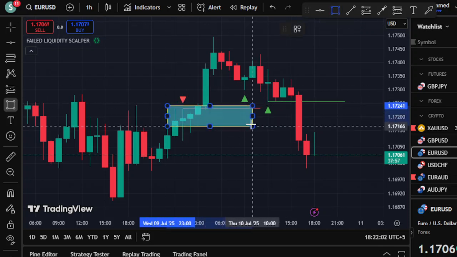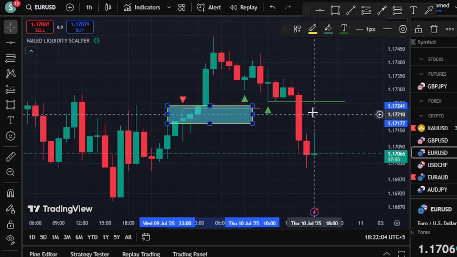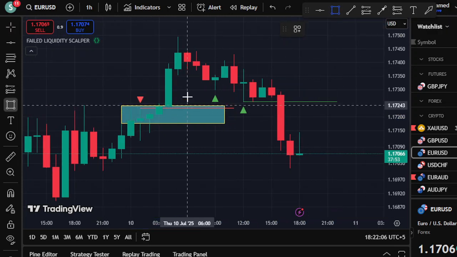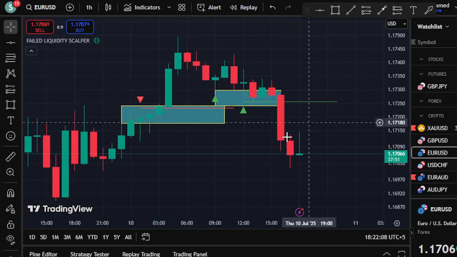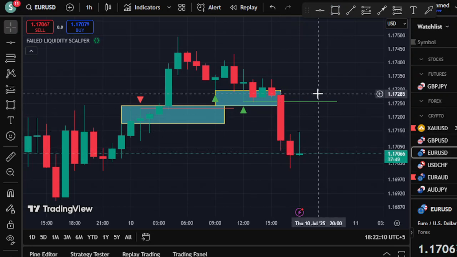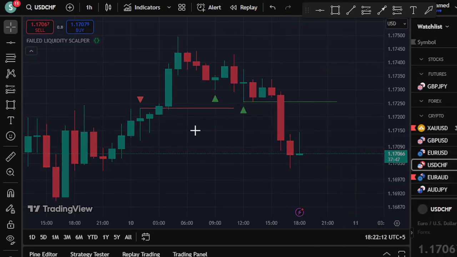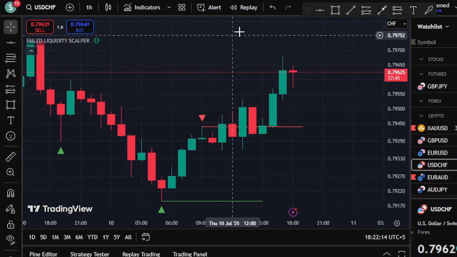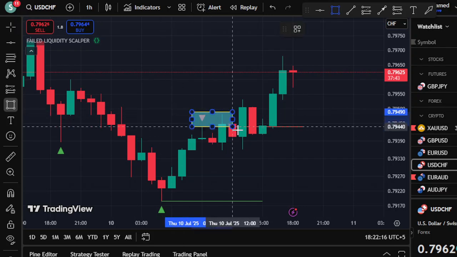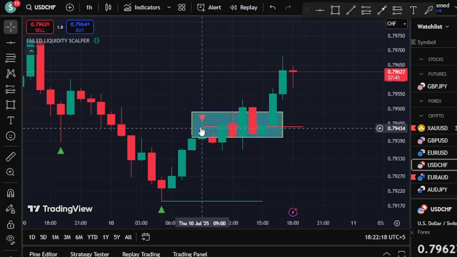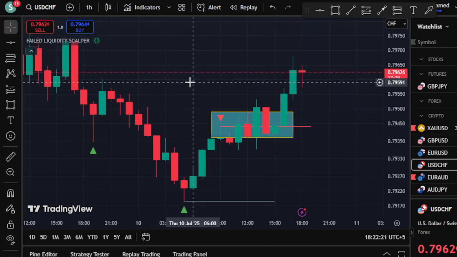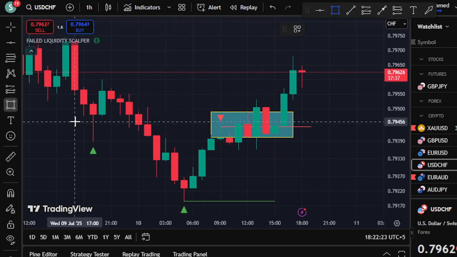Look at this, another failed liquidity, price is up. Another one, EURUSD 1 hour failed liquidity. Price is down, you have to sell. So I'm just showing you each and everything about that indicator. Look, USDCHF 1 hour, the buy, this is the failed setup of the liquidity. You can see price is up. Look at another one. This is another failed setup.